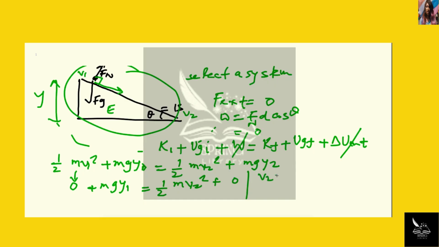If you solve this equation, we simply get v2 equals the square root of 2 g y1, and by plugging in the values in the equation, we get the square root of 2 times 9.8 times 125 meters, as given in the problem, is the initial height. If you solve that, you will get 49 meters per second, which is equivalent to around 110 miles per hour.